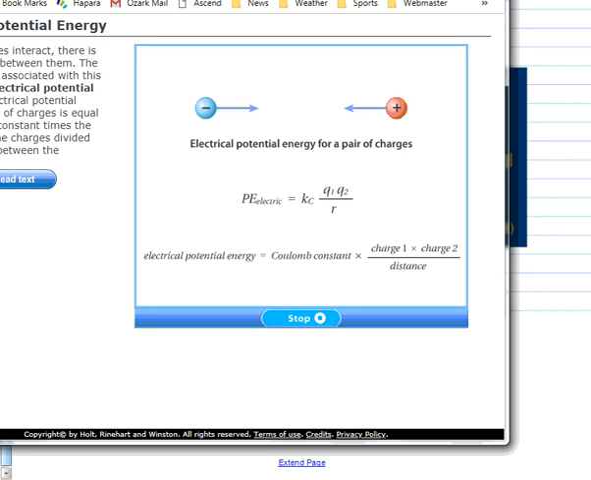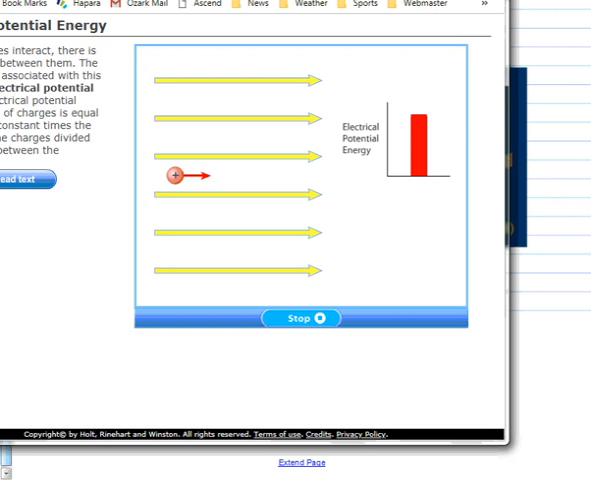When two charges interact, they exert an electric force upon one another. The potential energy associated with this force is called electrical potential energy. It is a form of mechanical energy that increases as the magnitude of the charges increases and decreases as the distance between the charges increases. In a uniform electric field, the electrical potential energy of a charged object is due to its position with respect to the direction of the electric field. Displacement of the object perpendicular to the electric field does not change its electrical potential energy.